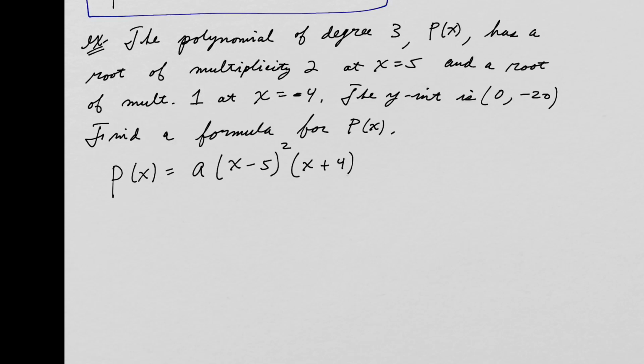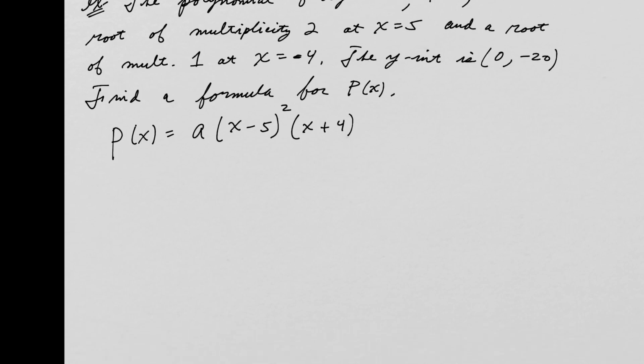And that's it. So the last thing I need to find is a. Once I find a, I'm done, right? I have my equation. Well, how do I find a? Well, we're given some more information. We're told another point that this polynomial passes through is the y-intercept, which has the coordinate 0, negative 20. So if my output, my p, is negative 20, that means my input, the x, is 0.